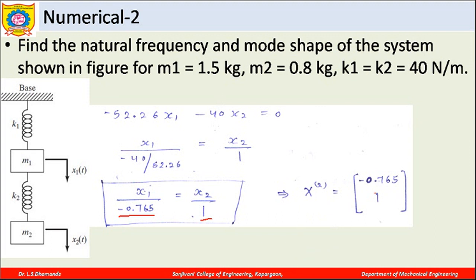So this is what this particular numerical was about, where you calculated the natural frequencies and mode shapes by using the matrix method.